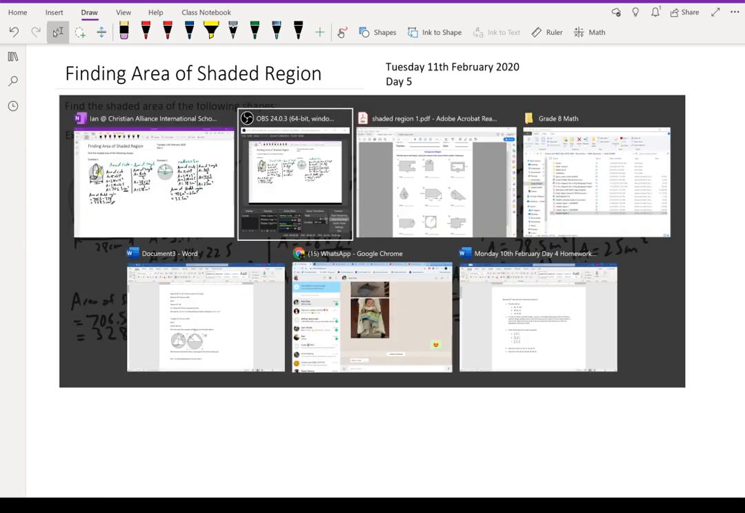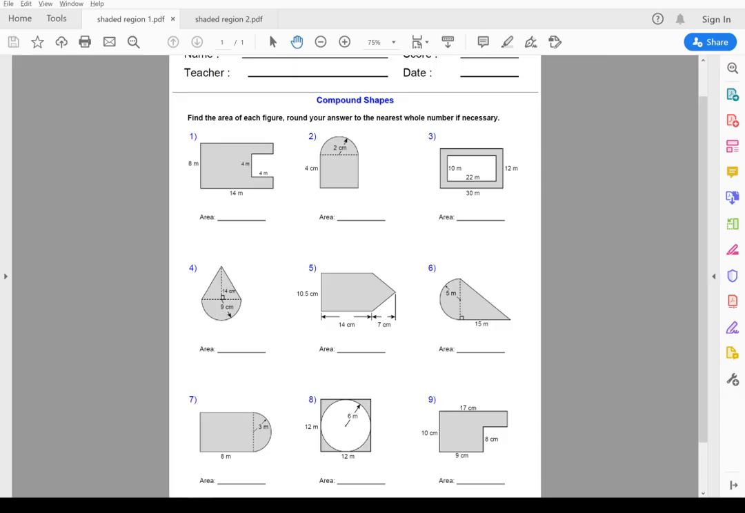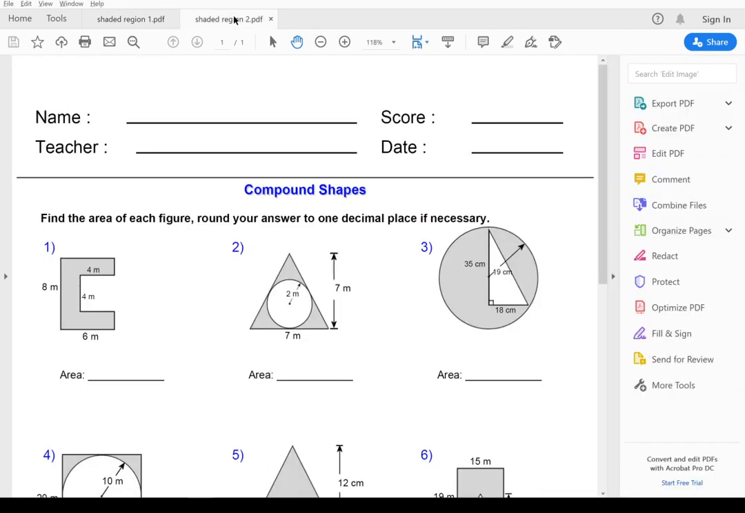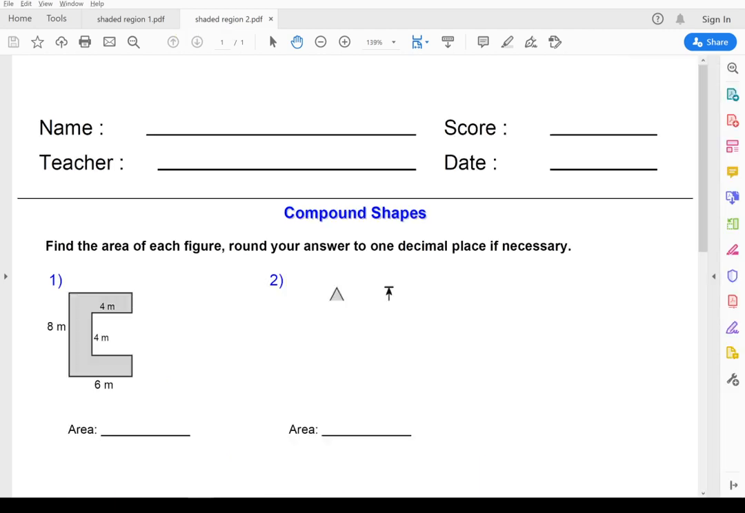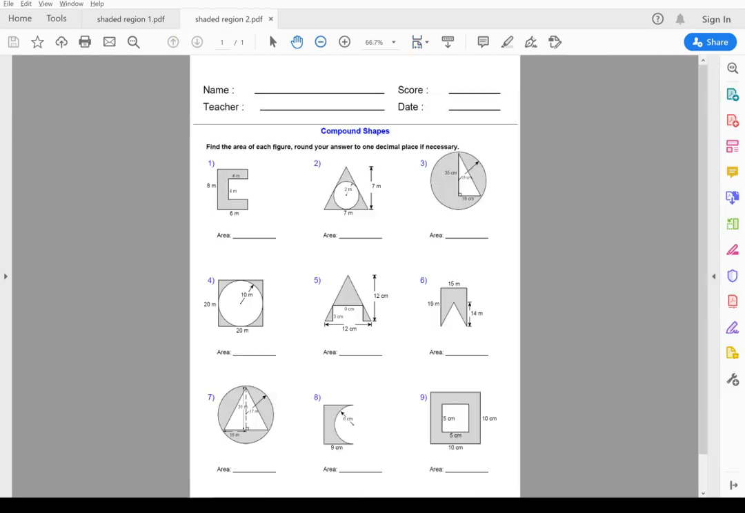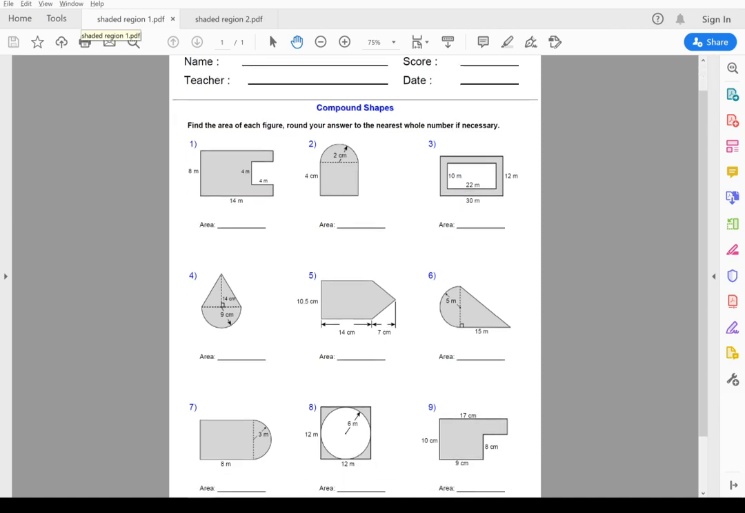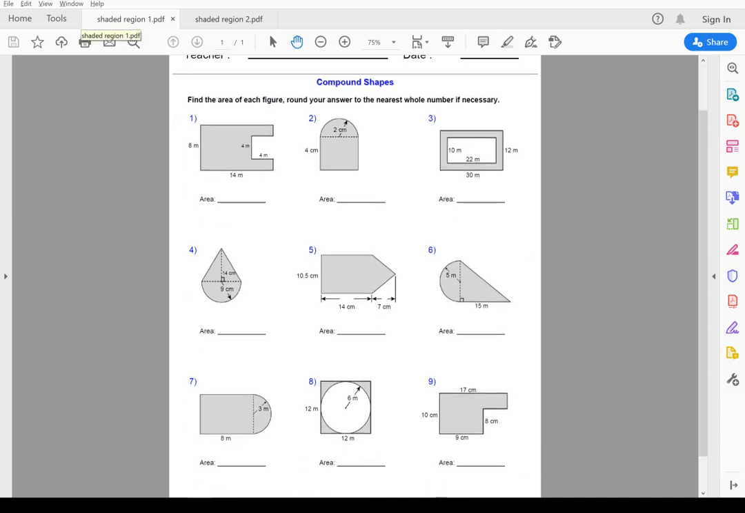Your homework for today is to complete these two worksheets. So I have shaded region 1 and also shaded region 2. These are two worksheets. There are 9 questions on each worksheet, and as you can see, there are a variety of shapes that you need to find and subtract in order to find the areas. So please complete these two worksheets.